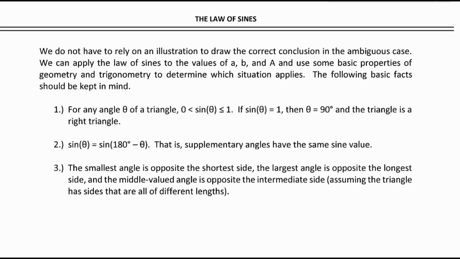For any angle of a triangle, sine of that angle has to be between 0 and 1. And we're only choosing positive there, right? Because we're talking about angle measures inside a triangle and lengths of sides. If sine of theta is equal to 1, then our angle is going to be 90 degrees and we'll have a right triangle.